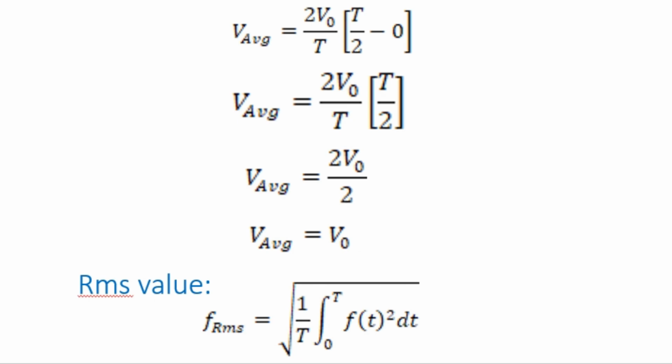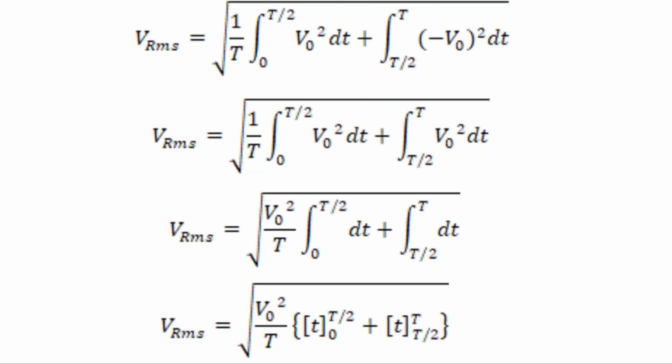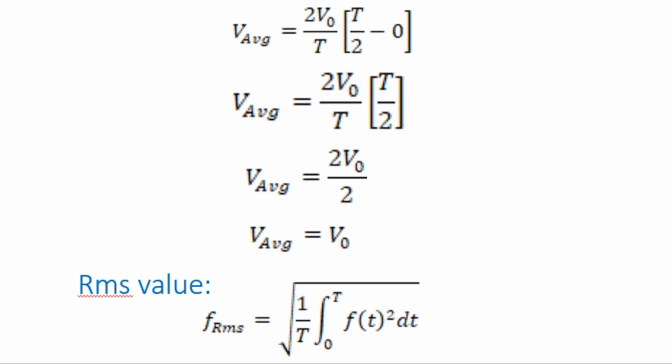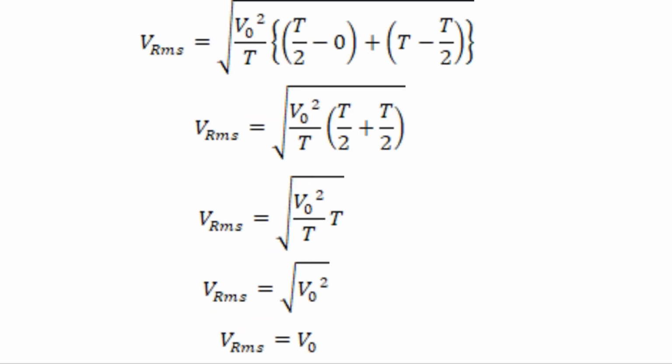RMS value f RMS equals under root of 1 by T integral 0 to T f of t whole square into dt. Now by substituting the values, we are able to find the RMS value as well as the average value. The average value v average equals v naught, and the RMS value v RMS is also equal to v naught.